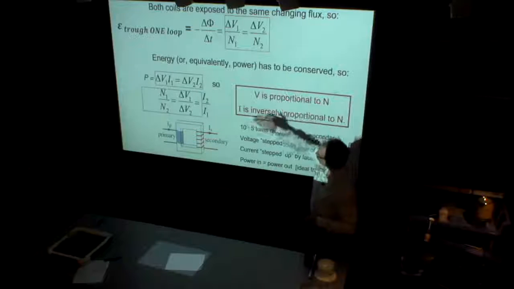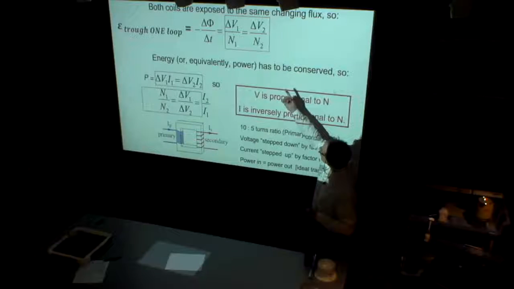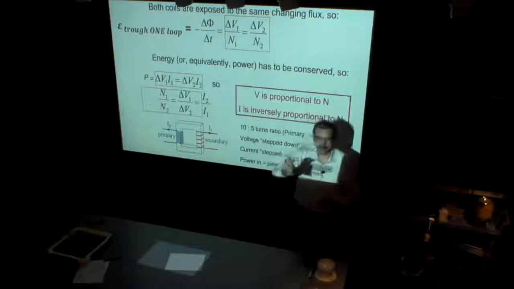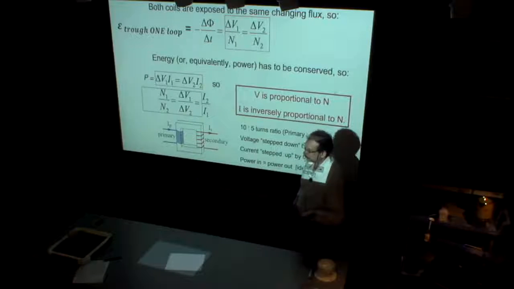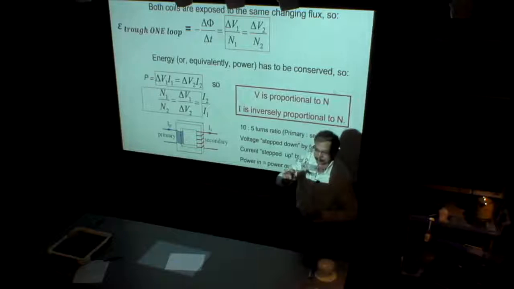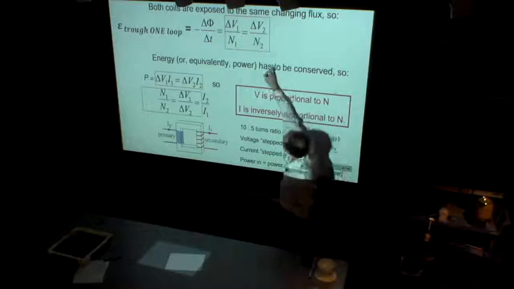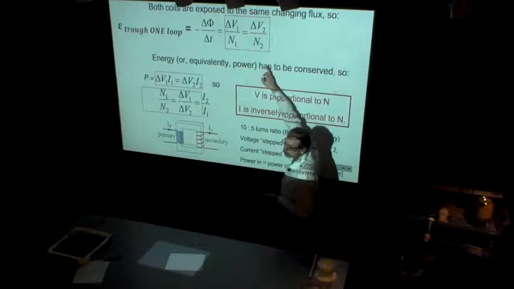The Faraday's law and the law of conservation of energy give us two mathematical relationships. Number one, in each single loop, the flux is the same. So more loops, more flux, less loops, less flux. This ratio, the voltage in the coil divided by the number of coils, represents EMF induced in a single loop, and should be the same for both.